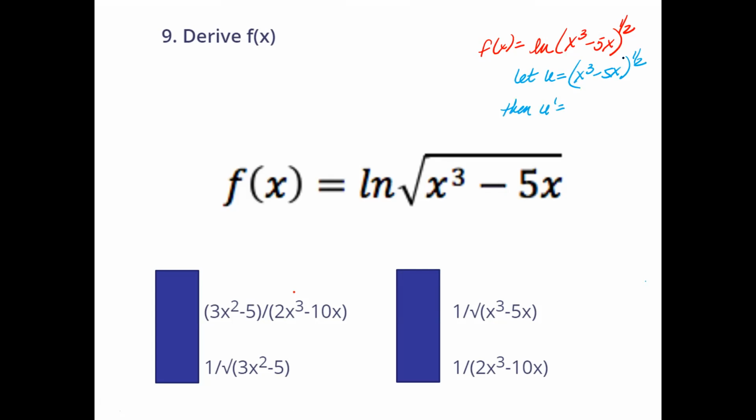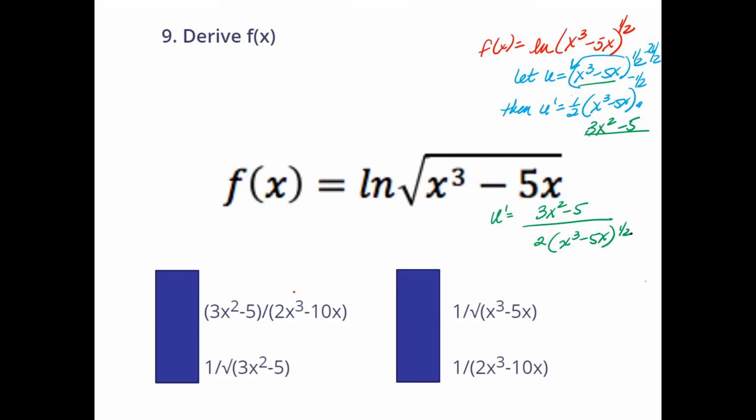Then u prime equals, I'm going to bring that 1/2 down, minus 2 over 2, because that's a 1. So it's a negative 1/2, times, don't forget the chain rule, the derivative of the inside of the parenthesis. Derivative of x cubed is 3x squared. Derivative of negative 5x is a negative 5. And I need to go ahead and simplify that because algebraically that looks really ugly. So 1 times 3x squared minus 5 is just 3x squared minus 5. On the bottom, you have a 2 times x cubed minus 5x to the 1/2. So that's your u prime.